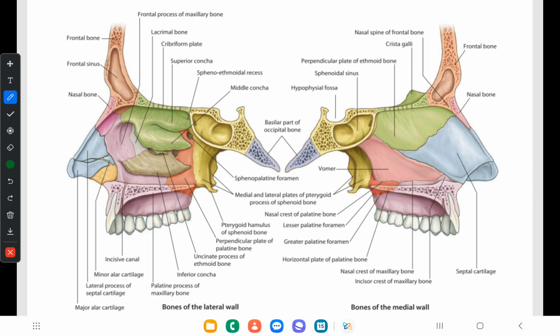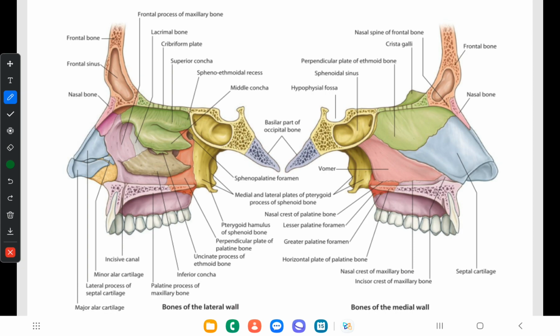Let's discuss about the arterial supply of the nasal cavity. So the nasal cavity receives a rich arterial supply. This rich anastomosis is formed by the extranasal artery from anterior ethmoidal, and these are the anterior ethmoidal artery and vein. And then you have the posterior ethmoidal artery and vein. Then there is sphenopalatine artery and vein.